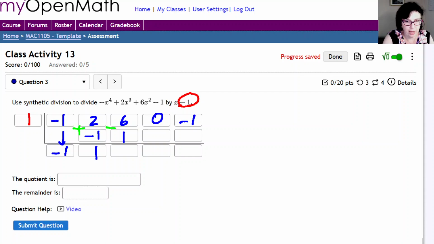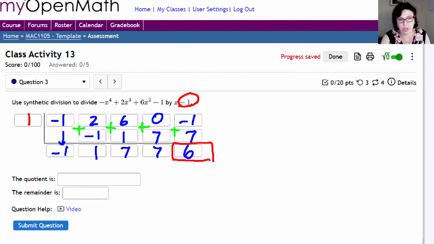Then again, you are adding these 6 plus 1, that'll give you a 7. And then 7 times 1 times the box is 7. Okay, now add up 0 and 7, and that gives you 7. Finally, 7 times 1 is a 7. And now we add these up, and guess what? In this case, we actually did not get a 0. Remember, this last number has a very special meaning. This is called the remainder. So we actually got a non-zero remainder.